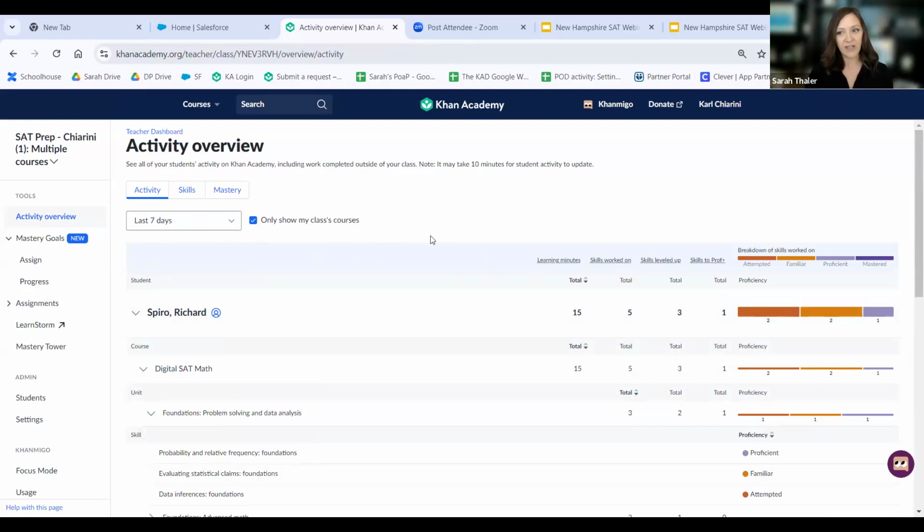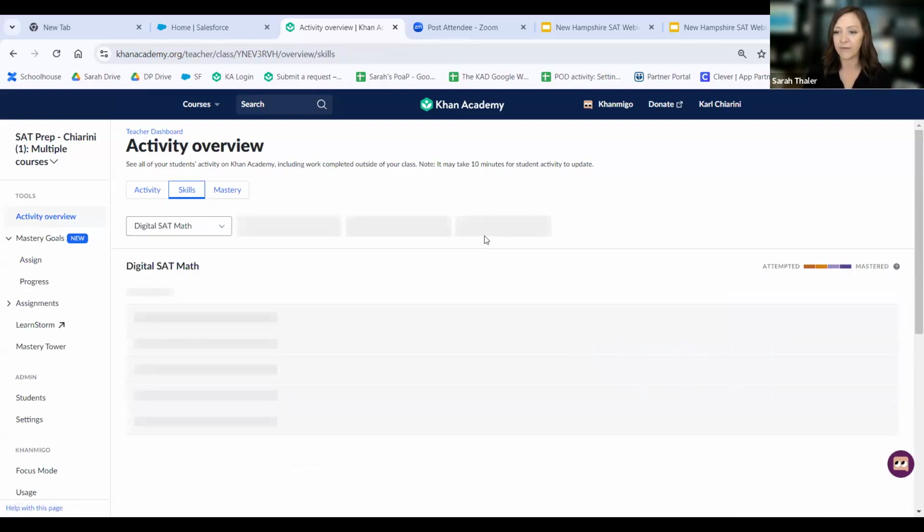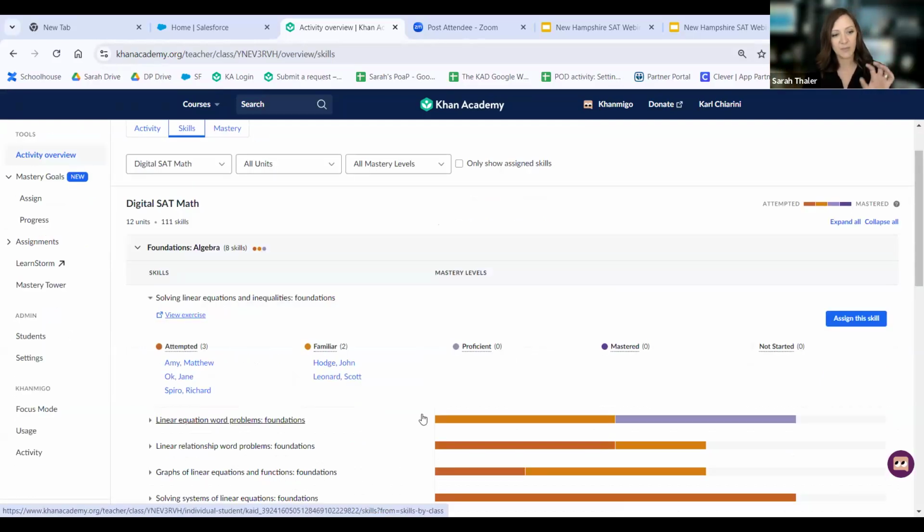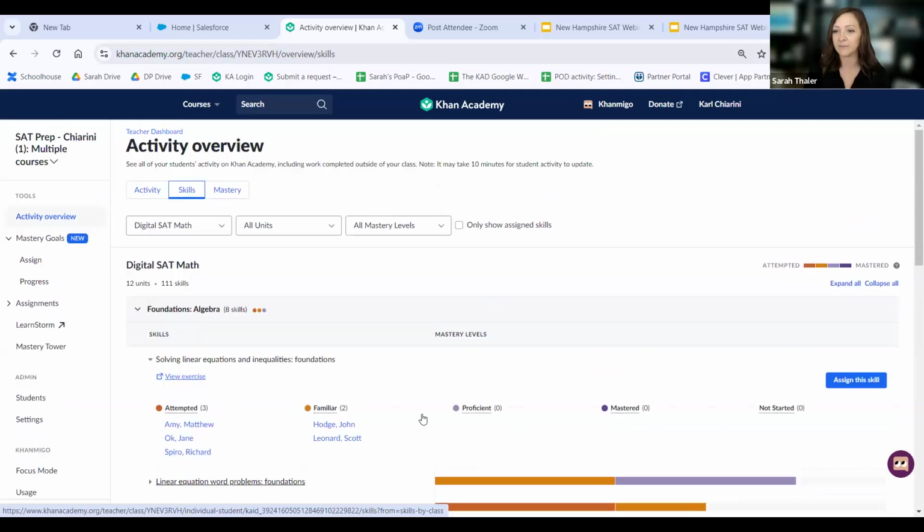So this is just a general sense of the activity report that teachers will have. They can drill down to specific skills. So if I want to look at my SAT math course, I want to look at the foundation skills in algebra, I can drill down to see which students are attempted at that skill level, familiar, and nobody's proficient or mastered. So maybe John and Scott are familiar here. I can assign that particular skill right to John and Scott. So I want to try to move them up to proficient. I can just assign them that particular skill if I want to. So there's ways to really target specific skills and specific students as needed.